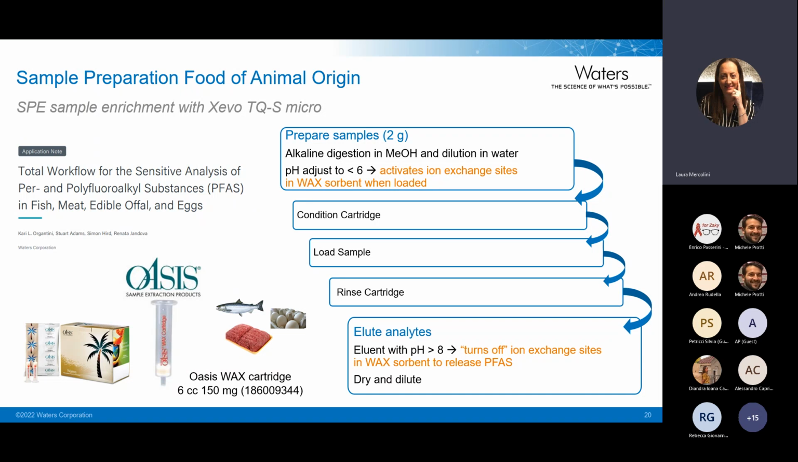So I put in this slide a summary of the sample prep method. We work at pH 6, then activate the cartridges and elute the samples with a higher pH in order to get enough recovery for these compounds. We can also dry the samples and dilute them in order to inject into the LC-MS system. Take into account that the dilution factor in this protocol is 5.